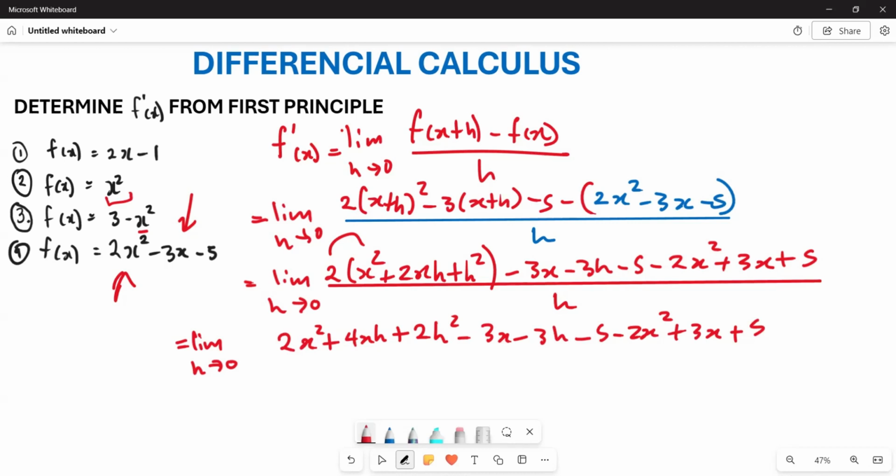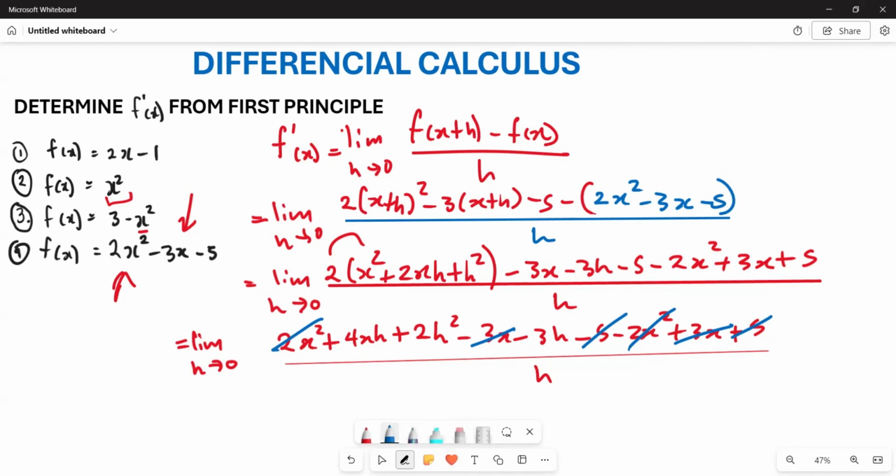This is also going to be over your h, right? Now, what are you going to do from here? Let's collect like terms. Can you see that these ones are going to cancel each other, right? What else is going to cancel each other? The negative 3x and the positive 3x are going to cancel each other. The 5 and the 5 are going to cancel each other. What are you going to be left with? You're only going to be left with this, right?